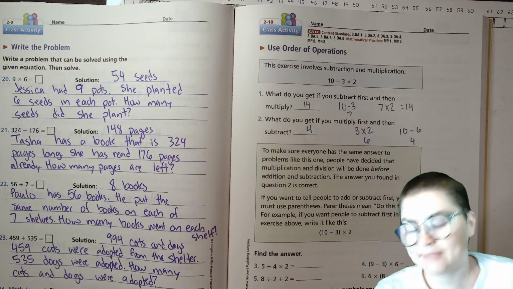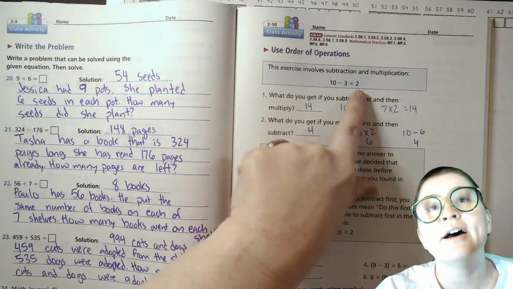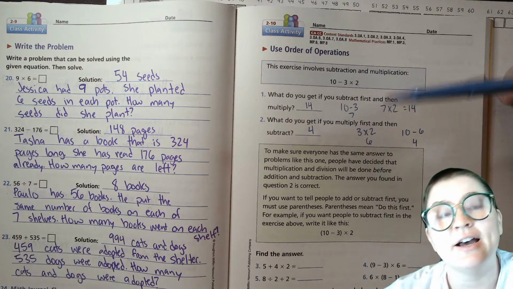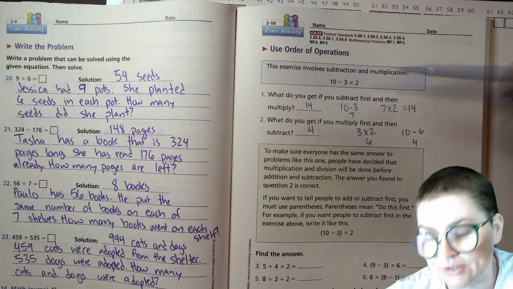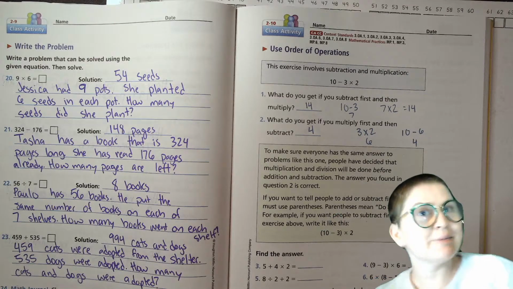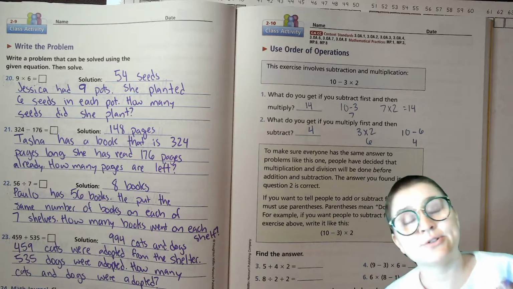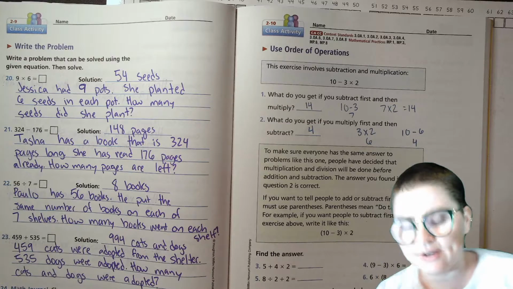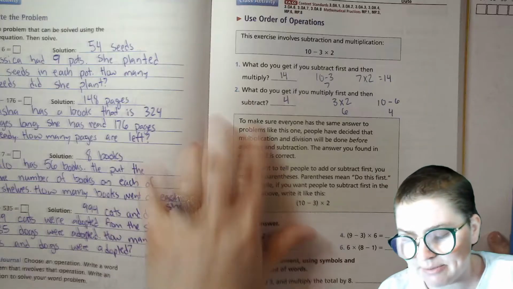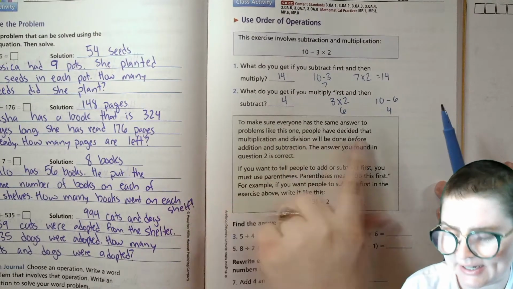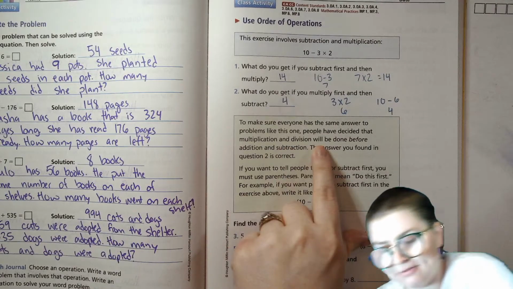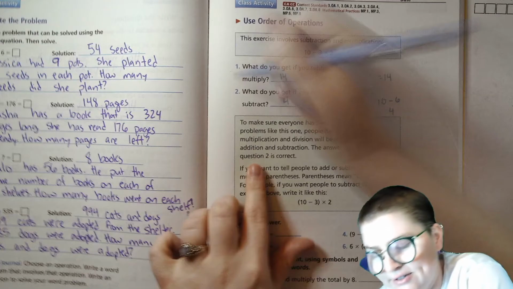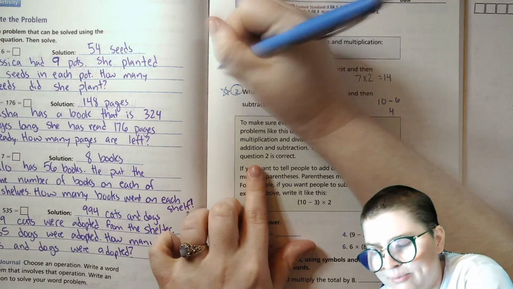So, clearly, this is a problem. If you have an equation here and people are trying it and they're getting different answers, that could cause a whole slew of issues. So, in math, everyone who does math has agreed that we're doing things in a certain order so that we'll end up getting the same answer no matter who you're talking to, whatever their preferences are, what you have to do first. So it says right here, to make sure everyone has the same answer to problems like this one, people have decided that multiplication and division will be done before addition and subtraction. The answer you found in question 2 is correct. So this is the right one. This is our oops.